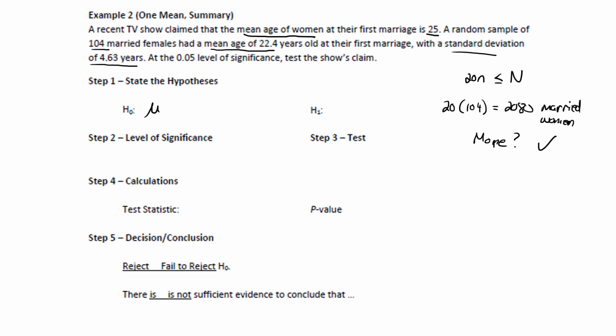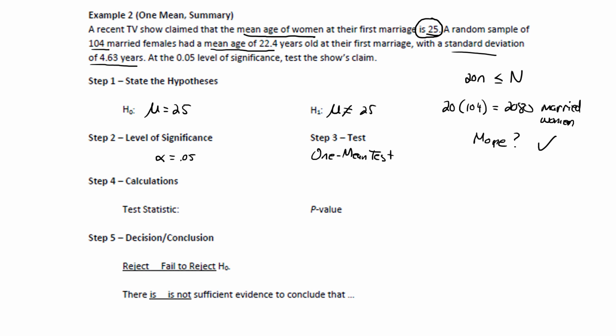We're comparing the mean to 25, so the null hypothesis is mu equals 25. For the alternative hypothesis, we're also comparing mu to 25. Is there an indication in the problem that the mean is higher than 25? Lower than 25? No, it's simply that it is 25. When there's no indication of higher or lower, the alternative hypothesis defaults to not equal to 25. The level of significance is given in the problem as 0.05, and for step 3, we do have the one mean test.